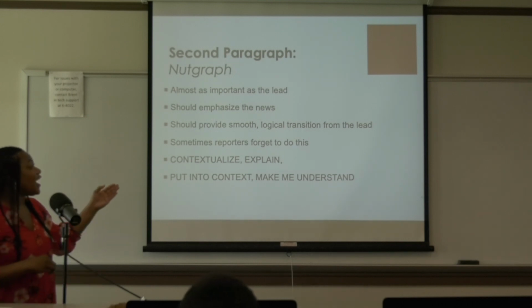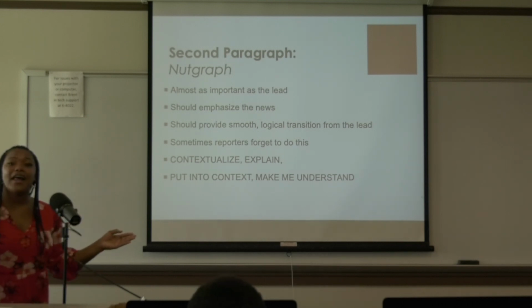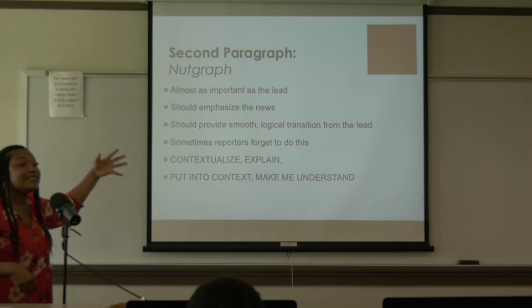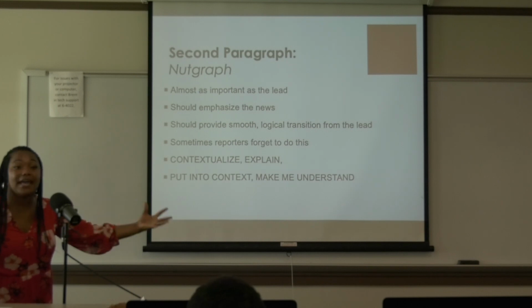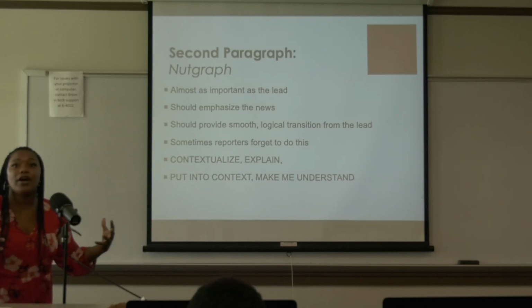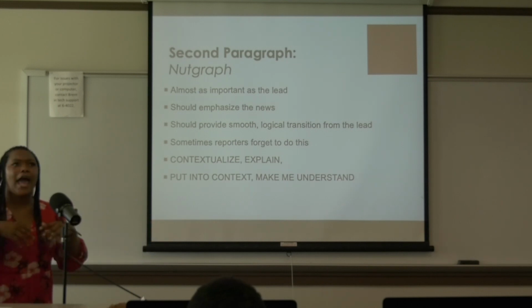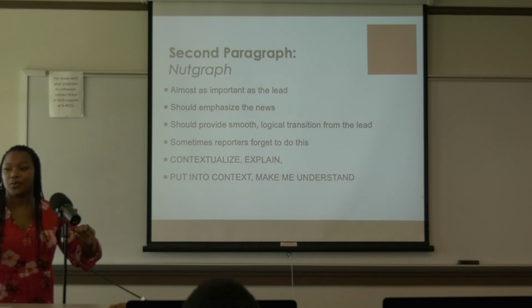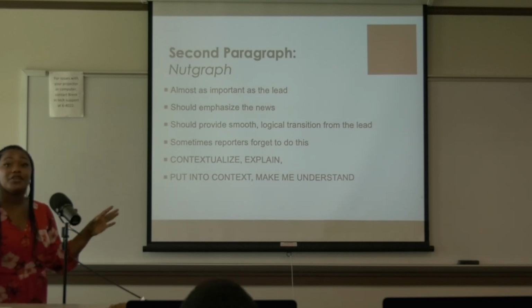It should emphasize the news and provide a logical transition. We should always know where you're going in a news story. It contextualizes, it explains, it makes people understand who was involved and how the accident happened. And you don't jam all of that into the second paragraph, but you start there and you move on down with the subsequent paragraphs. Now let's look at some things you should avoid. And this is filled with examples.